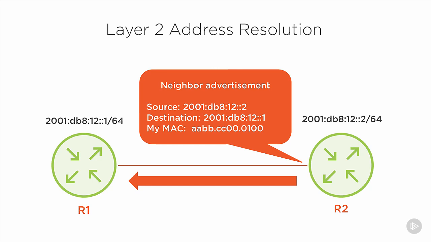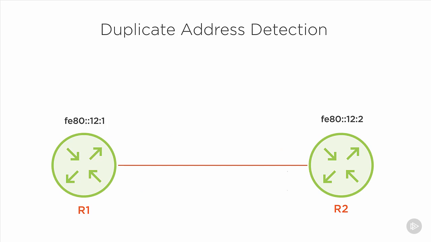Once R2 receives the packet, it responds with a neighbor advertisement, or NA message, containing its layer 2 address. The neighbor advertisement message is ICMP v6 type 136. R1, once it gets this message, then stores the layer 3 to layer 2 mapping in its neighbor cache, and at this point, R1 can ping R2. Pretty easy. Now let's look at duplicate address detection, or DAD.